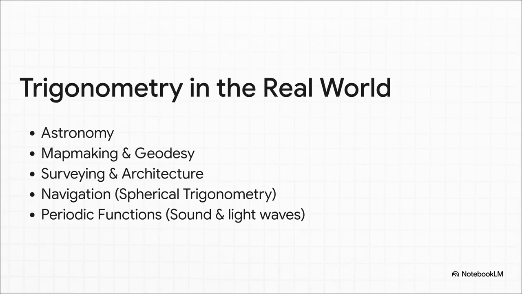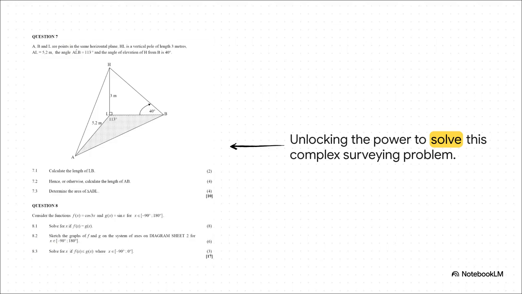And maybe most importantly, because of that beautiful wave-like pattern we see in sine and cosine, we can describe and work with everything from sound waves to light waves. Seriously, it is everywhere. And this is a perfect example. A complicated-looking problem like this seems impossible at first glance, trying to calculate all these distances and heights. But with the tools we've just talked about, the law of sines, the law of cosines, this turns into a totally straightforward calculation. That is the power you now understand.